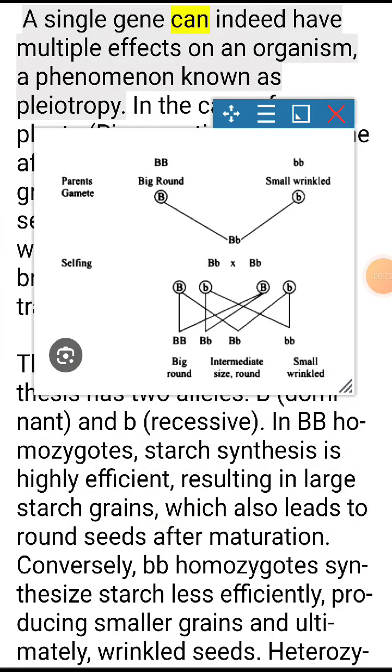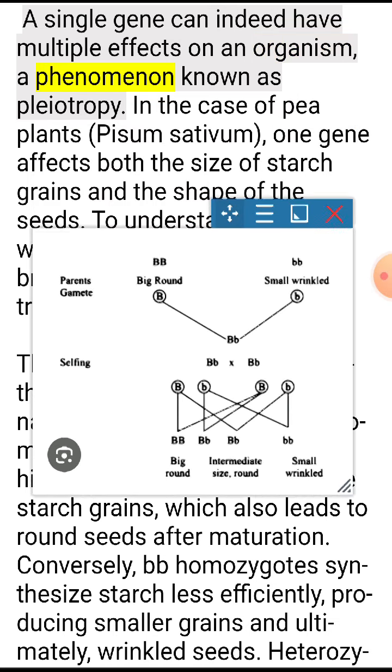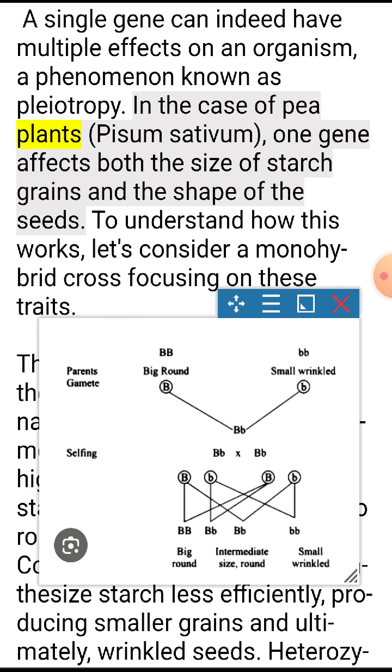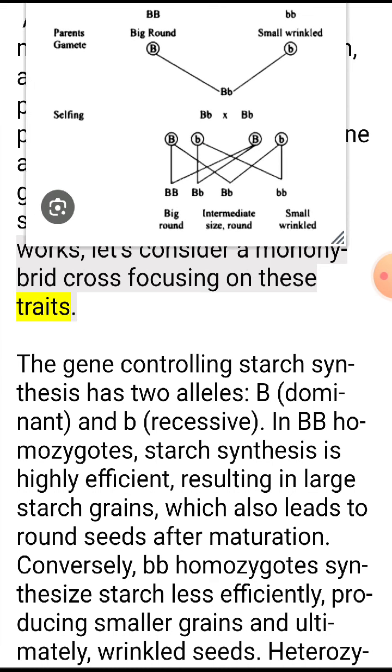A single gene can indeed have multiple effects on an organism, a phenomenon known as pleiotropy. In the case of pea plants, Pisum sativum, one gene affects both the size of starch grains and the shape of the seeds. To understand how this works, let's consider a monohybrid cross focusing on these traits.